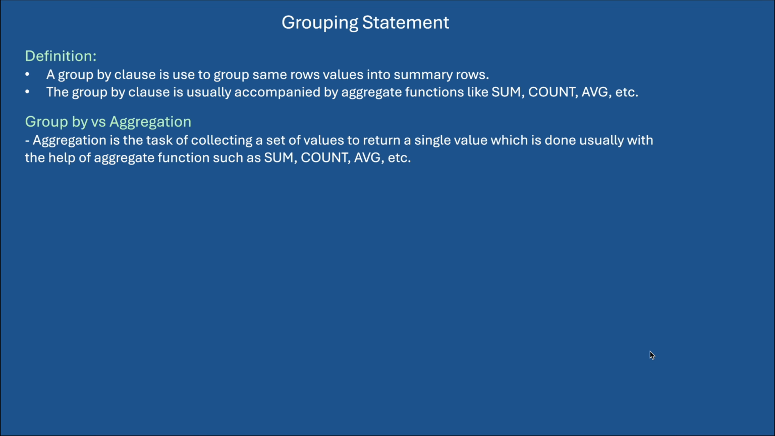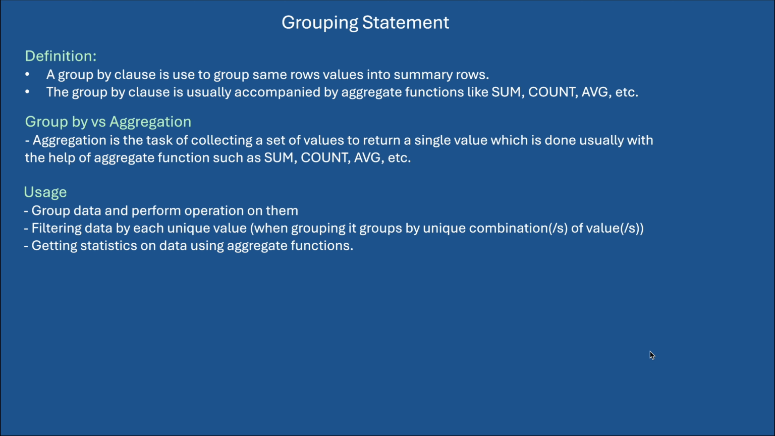What's the difference between group by and an aggregation? Simply put, an aggregation is the task of collecting a set of values to return a single value, which is usually done with the help of aggregate functions like sum, count, average, and so on. So it boils down to a single value. A group by clause usually groups by the unique values present within the column. That means it doesn't have to be a single value. It can be another table, but the column present in the group by clause will have a unique value.